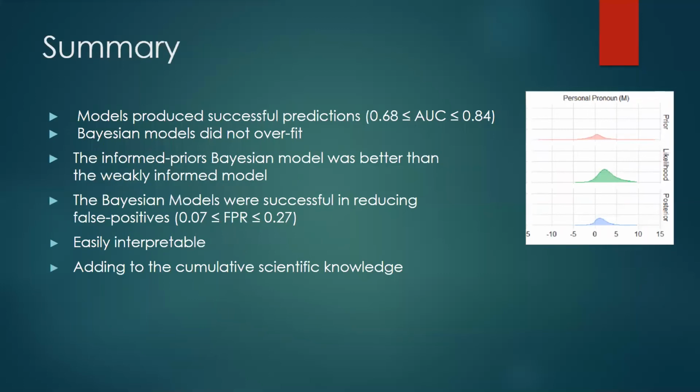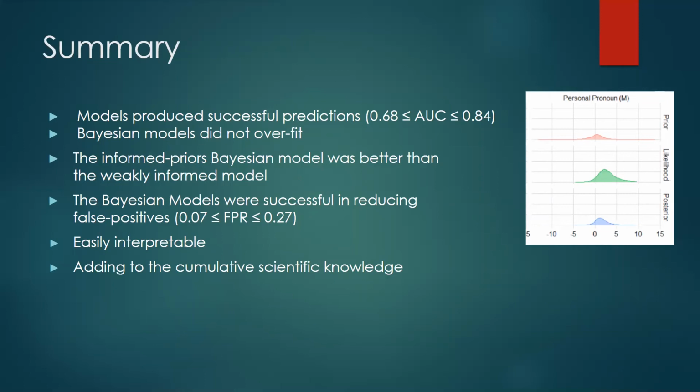To sum up our approach and submission, we had psychologically theory-driven features. We encapsulated them in a Bayesian framework in which we can incorporate previous research in the form of priors. Our models had nice successes in classification, and they did not overfit, as you can see in the paper. And also the informed priors were slightly better than the weakly informed.